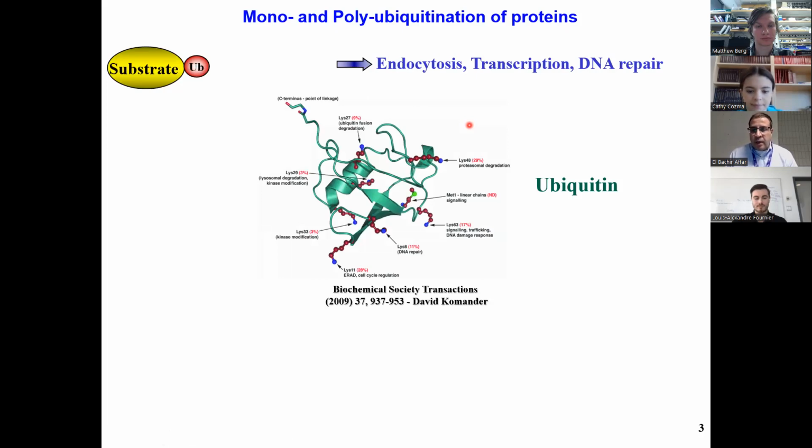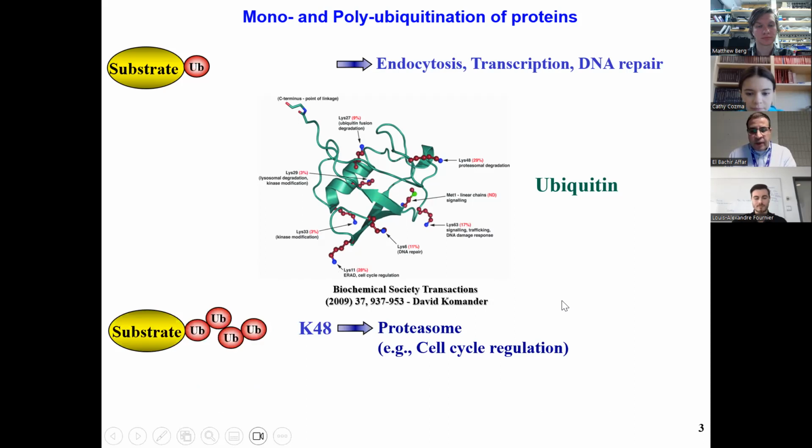So ubiquitination can come in different flavors. We can have monoubiquitination of substrates. So this is basically one molecule of ubiquitin that is attached to a substrate. We can see that in endocytosis, transcription, and DNA repair mechanisms. But ubiquitin itself has 7 lysine residues, in addition to the N-terminus of the ubiquitin, that can be used for chain extension, for the polyubiquitination reaction.